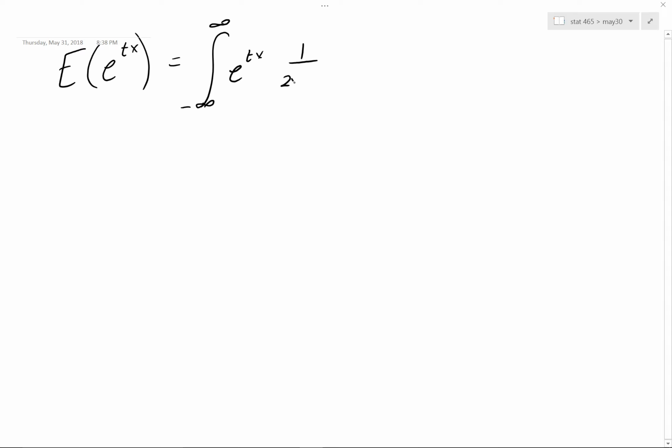Okay, the one for the normal is going to look like this. So again, it's the expected value of e to the tx, which of course is going to be the integral from, and of course we can go from negative infinity to infinity. That's not a problem. If you were doing this for like the heights of people, you just go from 0 to infinity because it doesn't make any difference. And then of course it's e to the tx times, and the PDF for a normal looks like this.